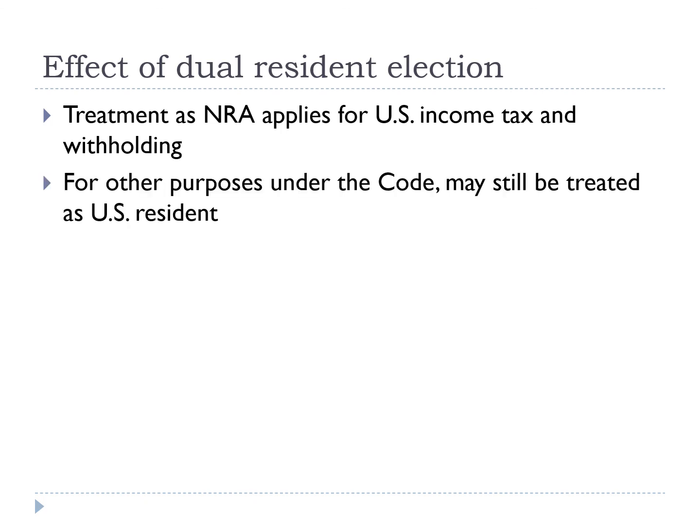For purposes of the code other than the computation of the individual's U.S. income tax liability, the dual resident individual that claims the treaty benefits is treated as a U.S. resident. For example, the individual will be treated as a U.S. resident for purposes of determining whether a foreign corporation is a controlled foreign corporation under IRC 957.